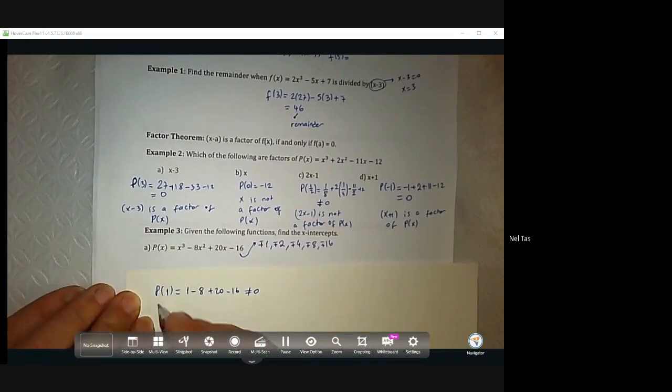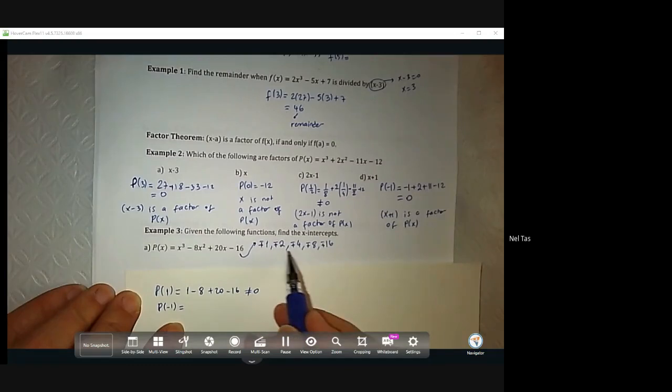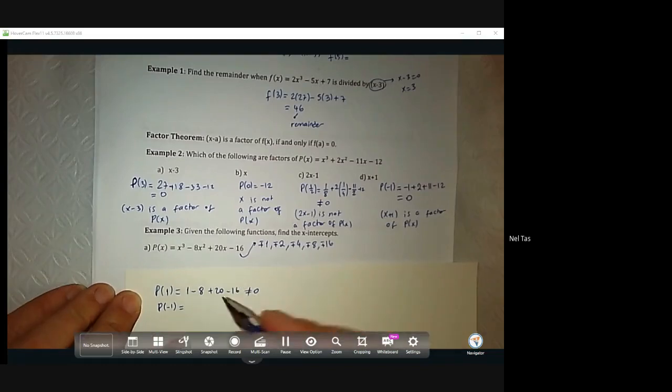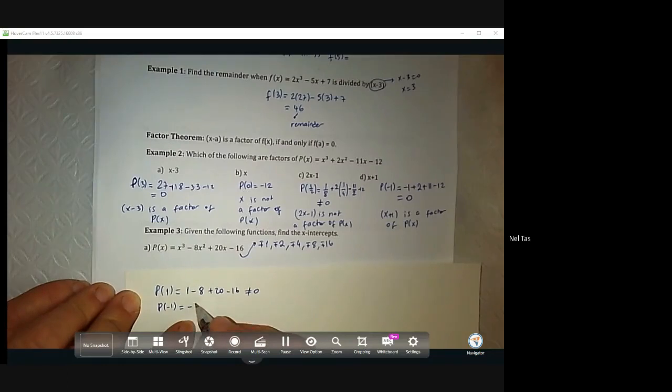Okay. Then we are going to try negative 1. We always start from the smaller numbers and go up. And of course, hopefully, we are going to get a factor before we reach 16, right? Otherwise, it would take so much time. Yeah, let's try negative 1. We substitute negative 1. We get negative 1, negative 8, negative 20, negative 16. So all the numbers are negative. There is no way that this is going to be a 0.